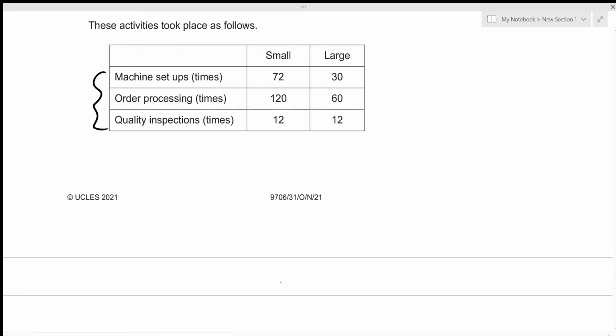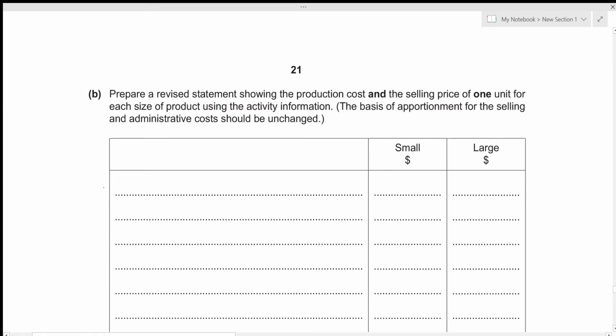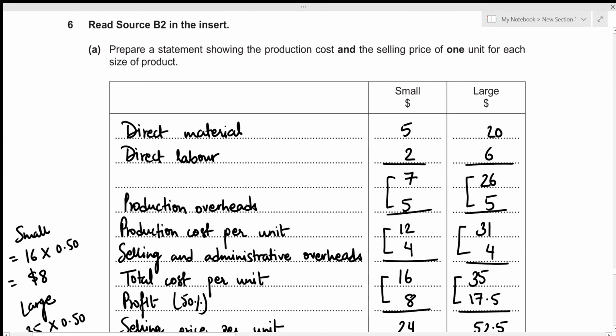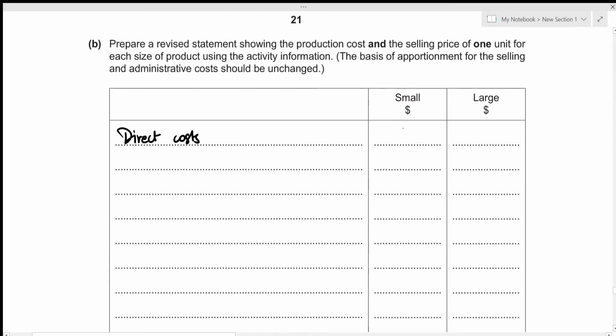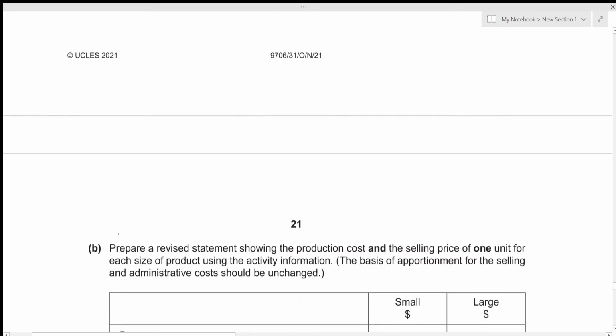Again, we are preparing this statement, so we will start with our direct costs, and there are to be no changes to those direct costs, right? So we can just write our total direct costs. We already figured it out in our first part, so let's have a look. The total direct cost for small sizes was 7 and for large it was 26. So let's write it down. Now we need to divide our production overheads. So let's have a look at the above information.